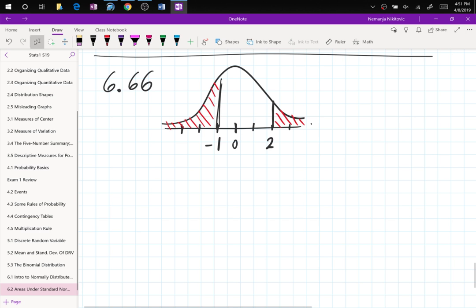All right, so there are two ways. One way would be to find the area in between and then subtract from 1. And the other way would be to find this area directly from the chart and then this area, and then add the two areas. So there are two ways. Let's go with way 1.